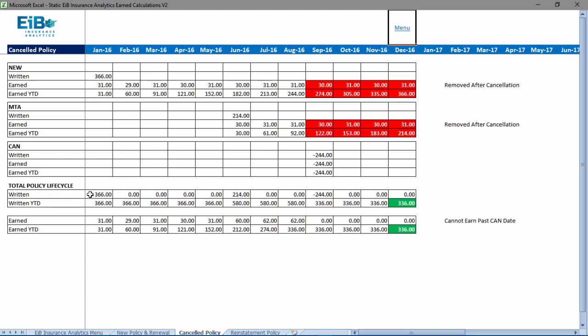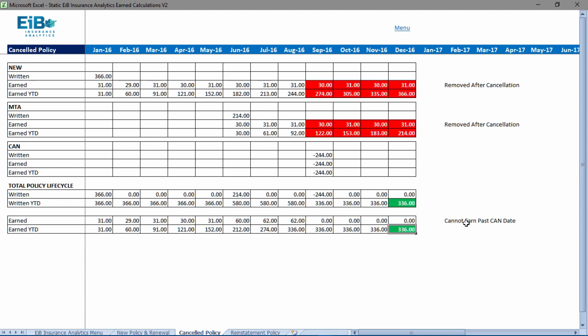I've got my written transactions going all the way up. We get the cancellation in September. That leaves us with a cumulative 336, and nothing happens in the remaining months. Now, of course, that also has to happen here on the earned side. We obviously have to make sure that the earning stops here. So again, the global rule of earned equals written applies at the end of the year.